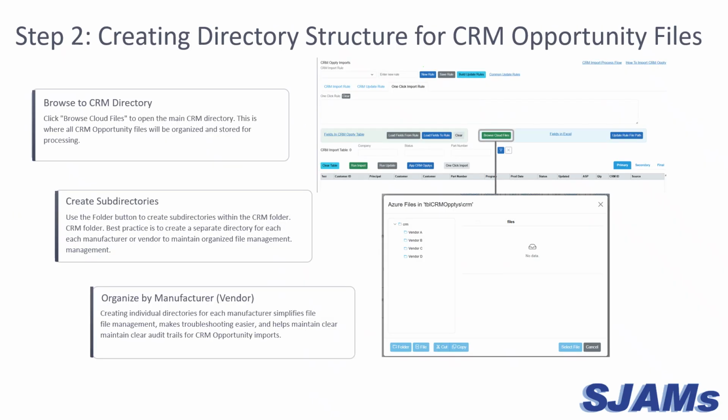Start by using the Browse Cloud Files option to open the CRM directory. The CRM directory is where all third-party CRM opportunity files will be stored and ready for importing. Using the Folder button, it is recommended to create separate directories for each manufacturer or vendor. Keeping each manufacturer's files in its own directory simplifies file management, makes troubleshooting easier, and provides an easily accessible path for all CRM opportunity imports.